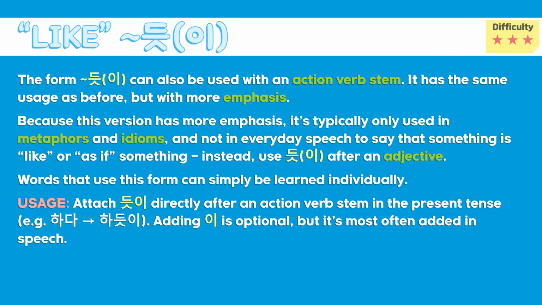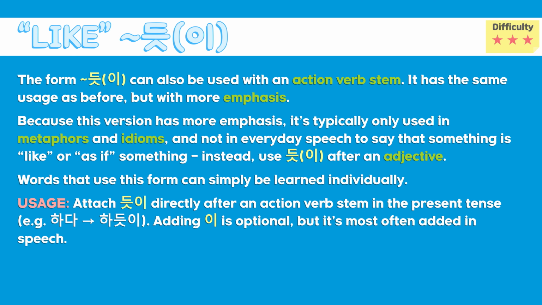The form 듯이 can also be used with an action verb stem. It has the same usage as before, but with more emphasis. Because this version has more emphasis, it's typically only used in metaphors and idioms, and not in everyday speech to say that something is like or as if something. Instead, use 듯이 after an adjective. Words that use this form can simply be learned individually.